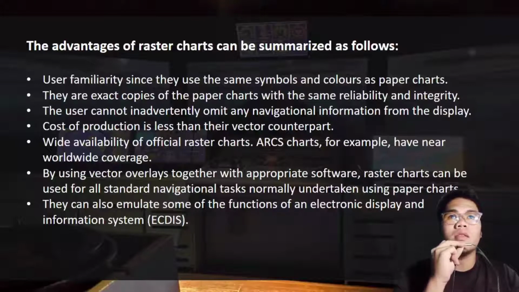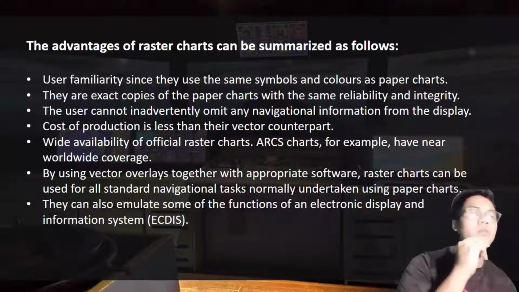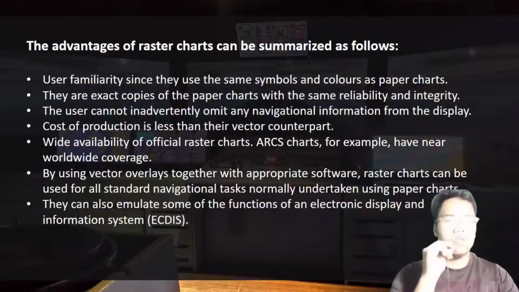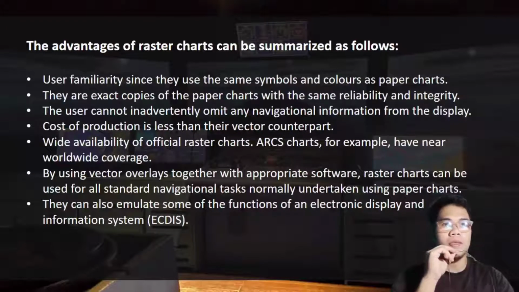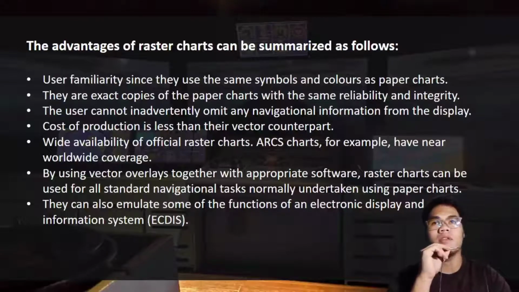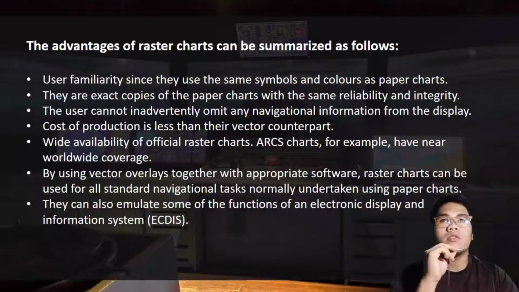Next, the user cannot inadvertently omit any navigational information from the display. This happens sometimes because when we work on our charts, we tend to erase or omit some significant or important symbols or information on the chart. In this case we cannot omit anything because it is a picture, so it cannot be edited, as I've said earlier. Cost of production is less than their vector counterpart. It is less because it is only a picture. It has no file, it has no layers, it's only a mere picture.